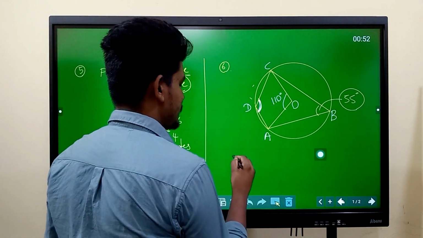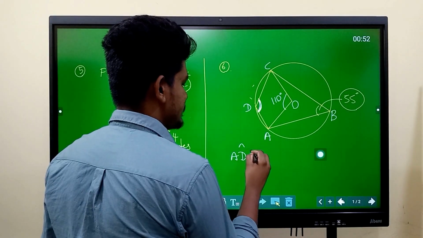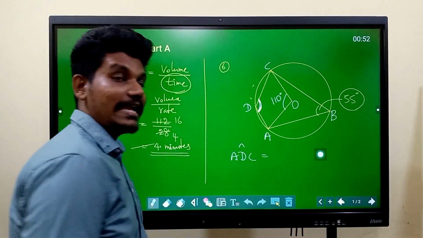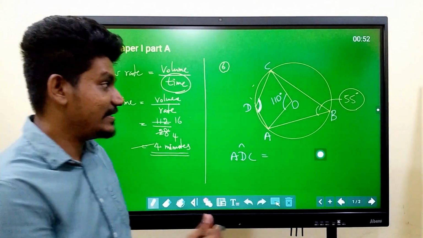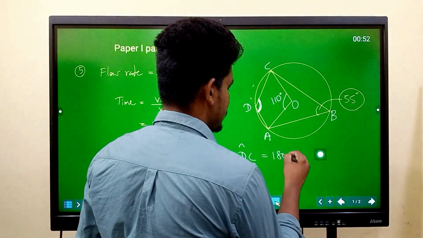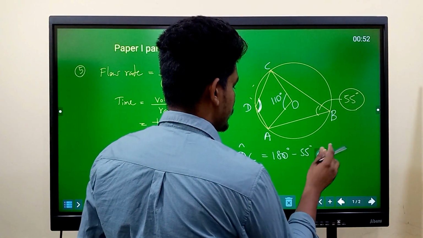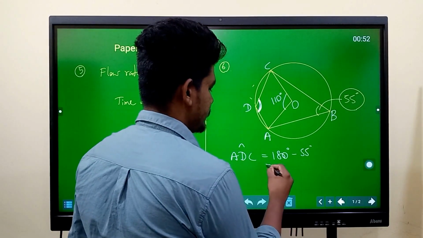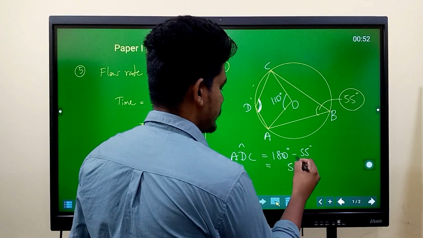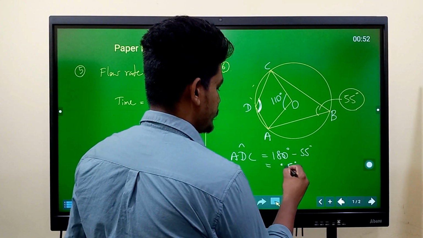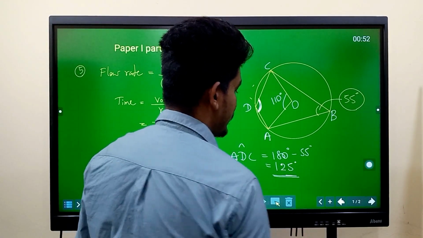How can you find ADC straight away? ADC equals 180 minus 55 degrees. 180 minus 55 degrees. Then 10 minus 5, 5, 7 minus 5, 2, and 1, which is 125 degrees.